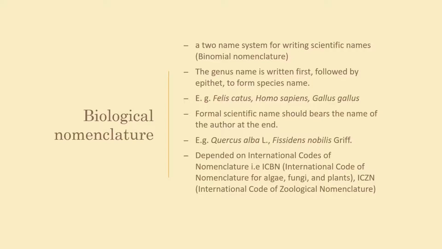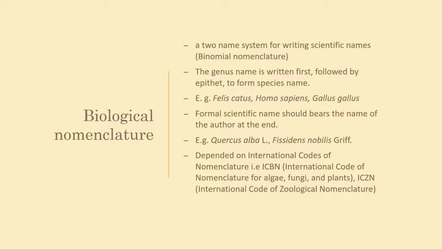The genus name is put as the first word, like your first name, and then followed by epithet. And then this binomial combination of genus name and epithet is known as a species name. For example, Felis catus. Felis is a genus name and catus is an epithet. So if we put Felis catus, it means that it is a species name.